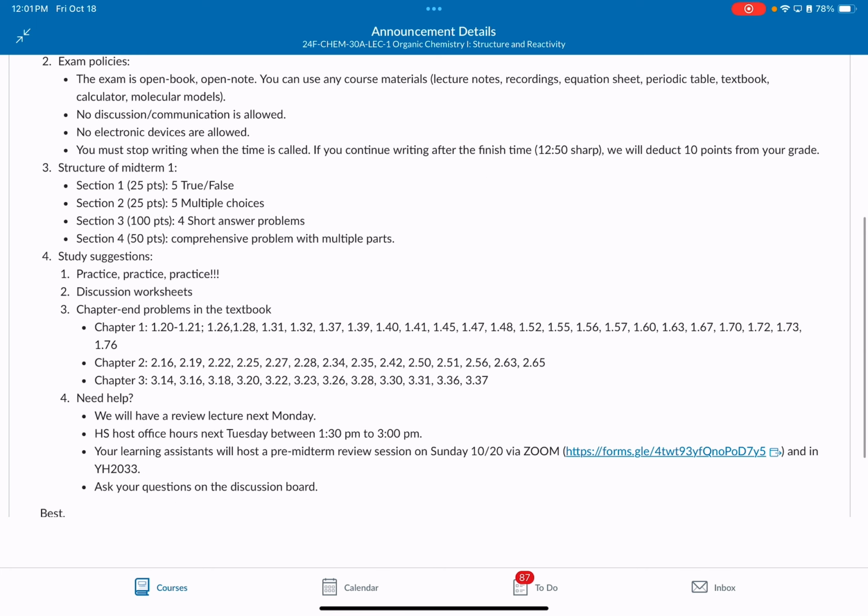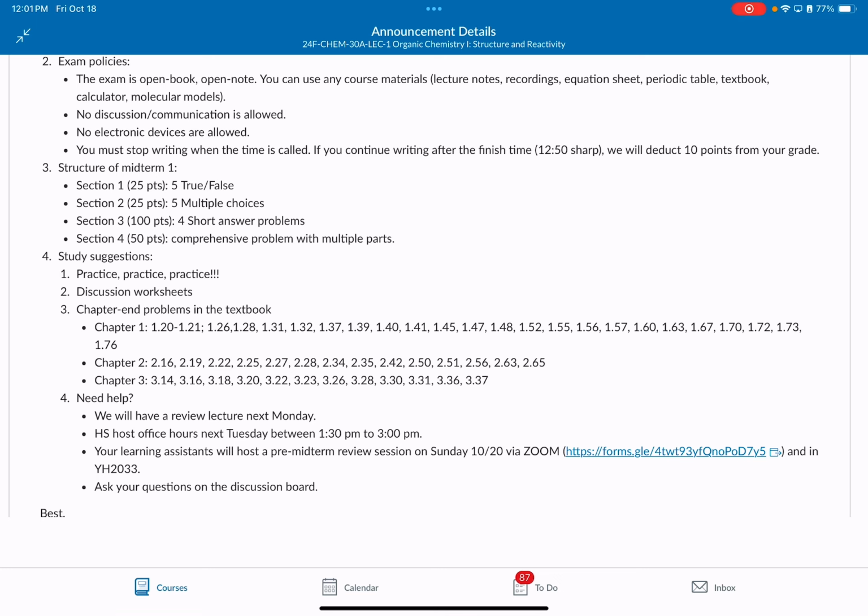The structure of the midterm is gonna have 4 different sections. You'll have 5 true and false, 5 multiple choices. You'll have 4 short answer problems. So the short answer problem will be your discussion worksheet type of question, right? We give you a molecule, ask you to draw the highest and lowest chair conformation of a molecule. Or we give a molecule with multiple stereo center, ask you to assign RS stereo configuration, etc.